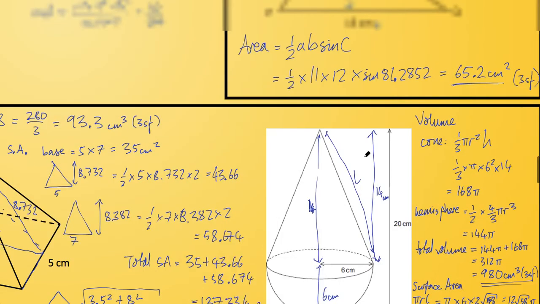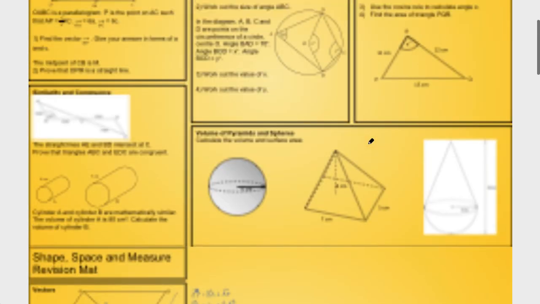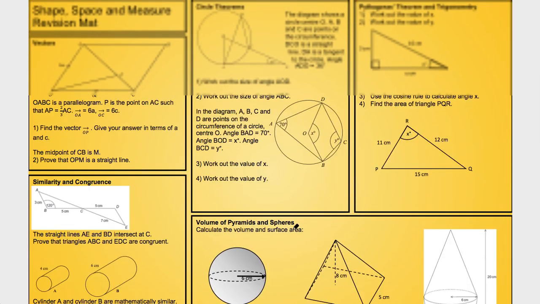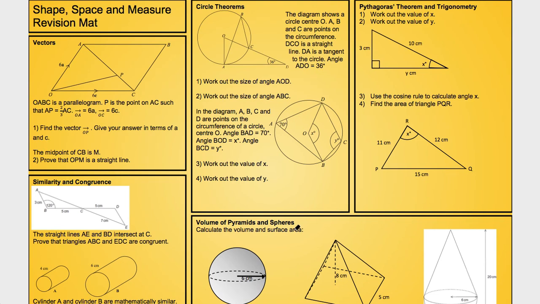Okay, I think that's it for that sheet. Just check that I've covered everything. Yep, that's it for the space, shape and measure one. And then check the other videos to see the other branches of GCSE higher maths for the skills that you'll need to revise for those sections of the exam.